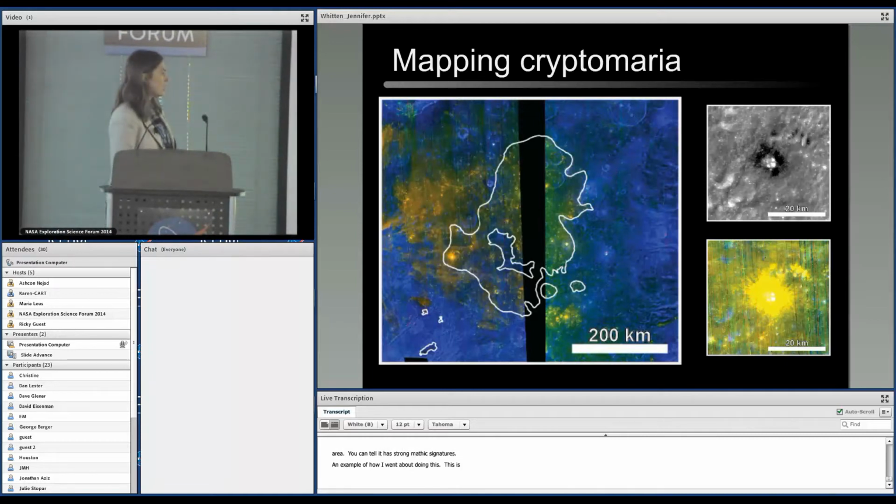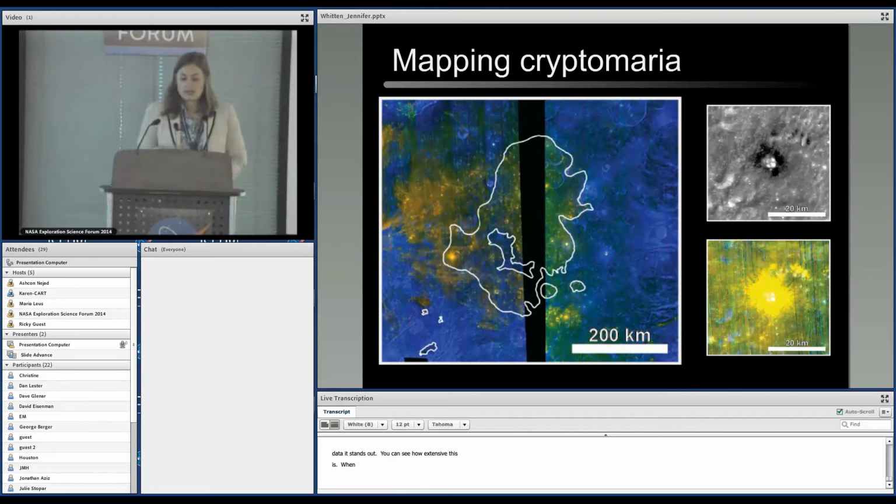This is that same color mosaic where the yellows represent mafic materials. And here is an example of a dark halo impact crater in the color mosaic. Here are close-ups of that crater in the albedo and also in the color mosaic. So you can see that there's a small dark halo deposit around that crater, but in the color data it really stands out and you can really see how extensive this is.